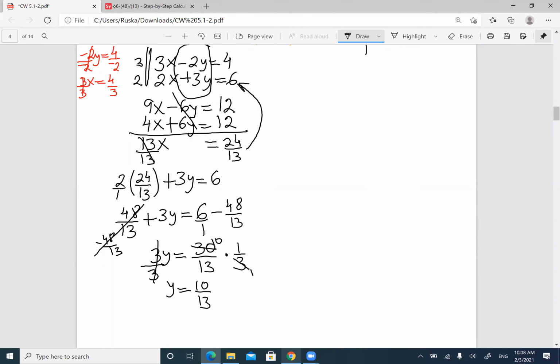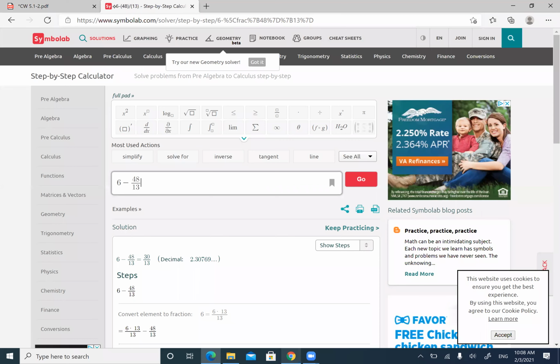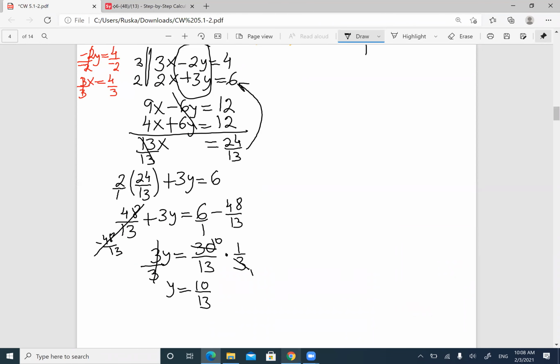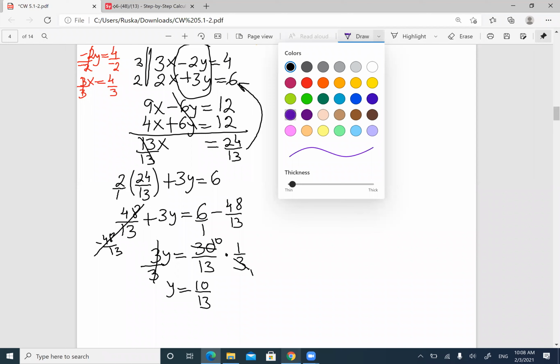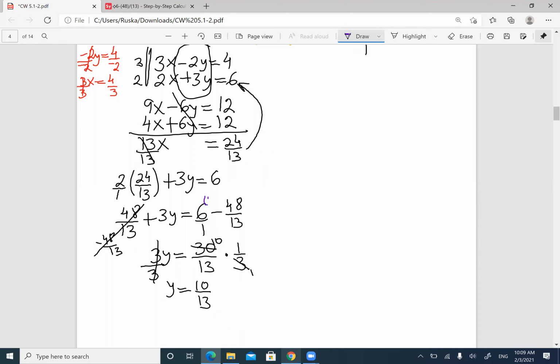How did you get 30 over 13 from 6 minus 48 over 13? I used the calculator. But if you want to do it without a calculator, you need to find a common denominator. So that means I'm going to multiply 6 by 13, and this by 13. Okay, so my corner point is going to be x is this, and y is this.